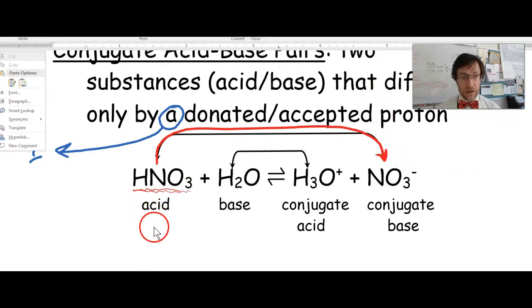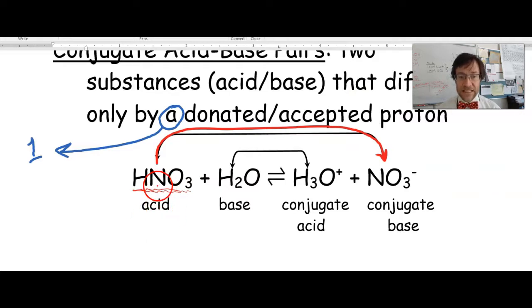Now this one is the acid, right? Because it gave up. It dispersed. It broke off, lost, whatever word you want to use. It lost a hydrogen. See? Right? Lost a hydrogen. So this is the acid, because in the forward direction, it acts like an acid.